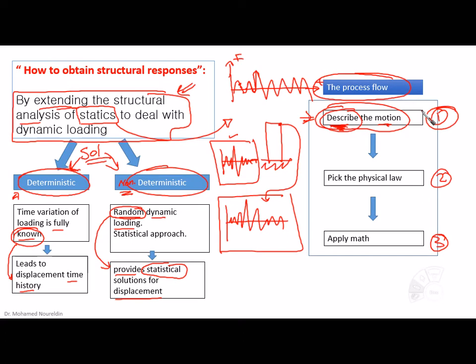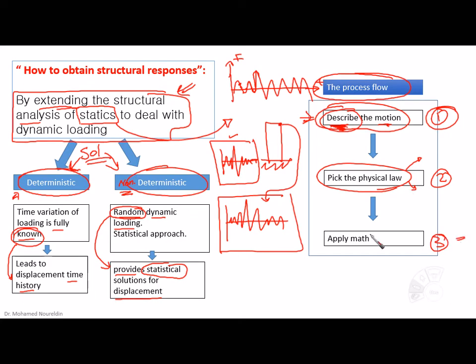The second step is, after understanding and describing the motion, we are going to pick the physical law. Pick the physical law, which is going to follow Newton's second law, for example, or the first law, or whatever physical law that is going to fit our motion that has been described in step 1.